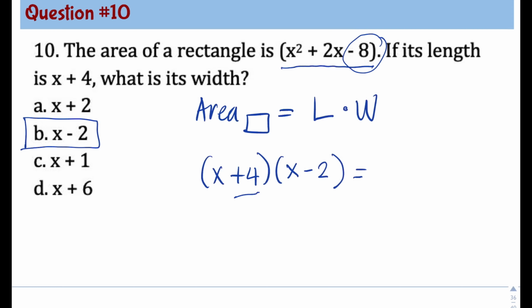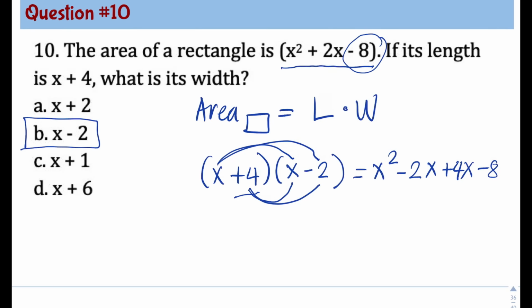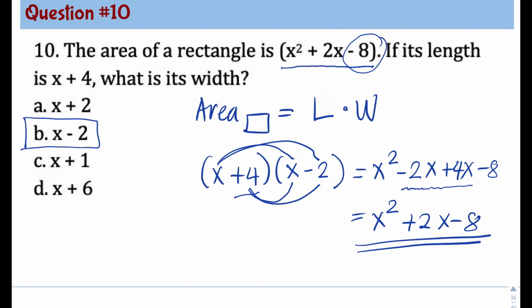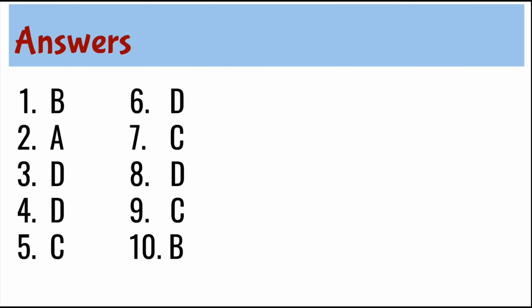And let's verify that using distributive property. So when you do distributive property, you need to do x times x, that is x squared. x times negative 2, that's negative 2x. Now we will distribute 4. 4 times x, we have 4x. And we have 4 times negative 2, that is negative 8. Now we can combine like terms. Negative 2x plus 4x is 2x. So we have x squared plus 2x minus 8. And indeed, this is the area of this rectangle. So the answer for question number 10 is letter B.